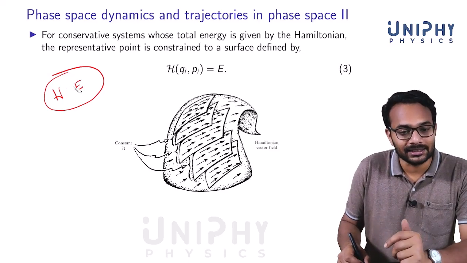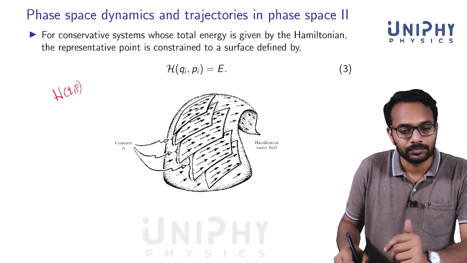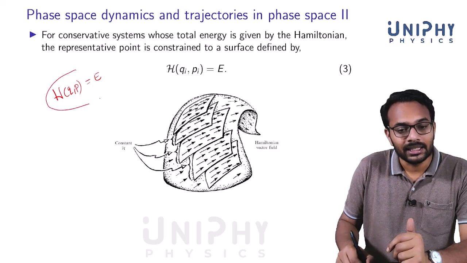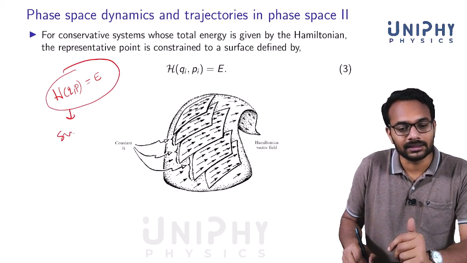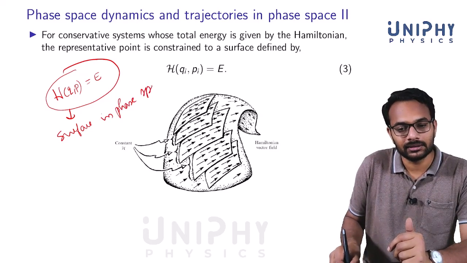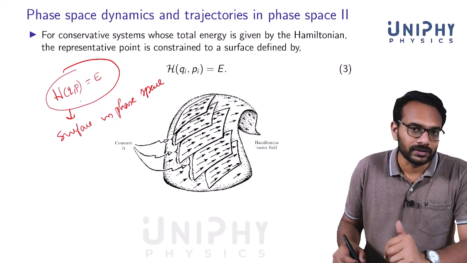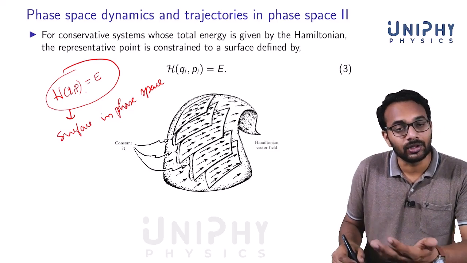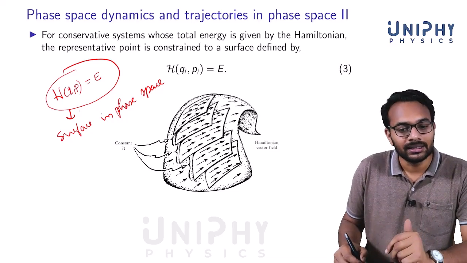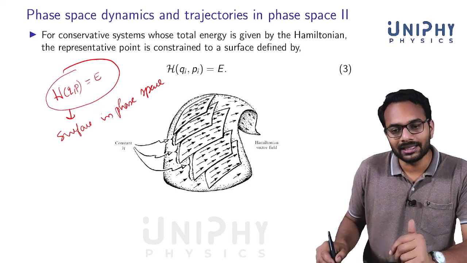Now, this H is a function of phase space variables q and p, we have seen this. So, H of q comma p is equal to E. This actually defines a surface in phase space. I think it's kind of obvious. If we have a function of this form, f of x comma y comma z is equal to constant, then we have a surface in that space. Similarly, this defines a surface in this space. We can diagrammatically represent it like this.